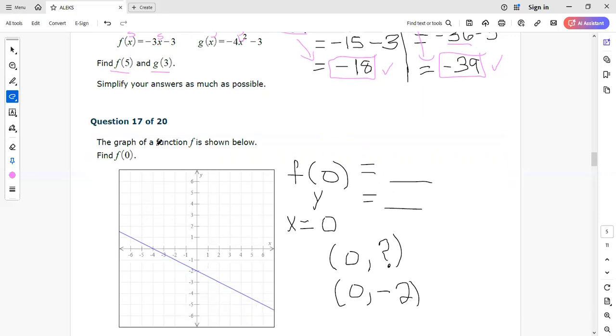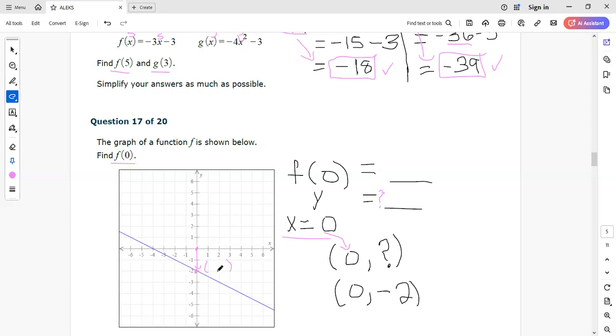For number 17, the graph of this function is shown below. This is our f function, and we want to find f of 0. Now, f of 0 is just function notation for y when our x coordinate is 0. So we're being given the x coordinate, and we're looking to find the value of y when x is 0. So looking at our function, when x is 0, we look down to see where we intersect with our graph. It's right here at this ordered pair.